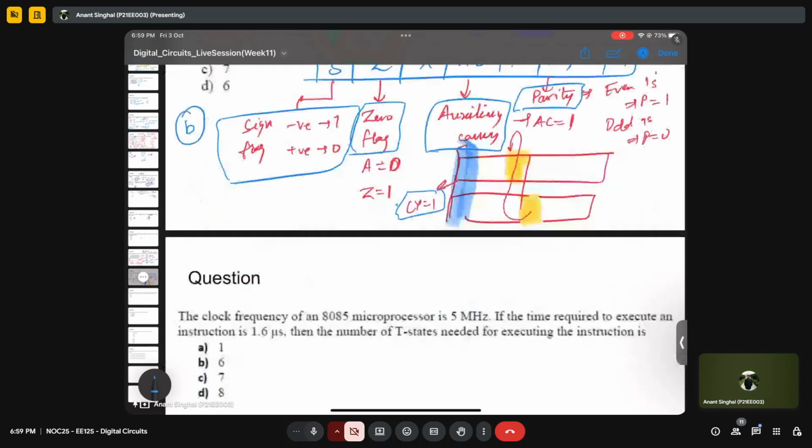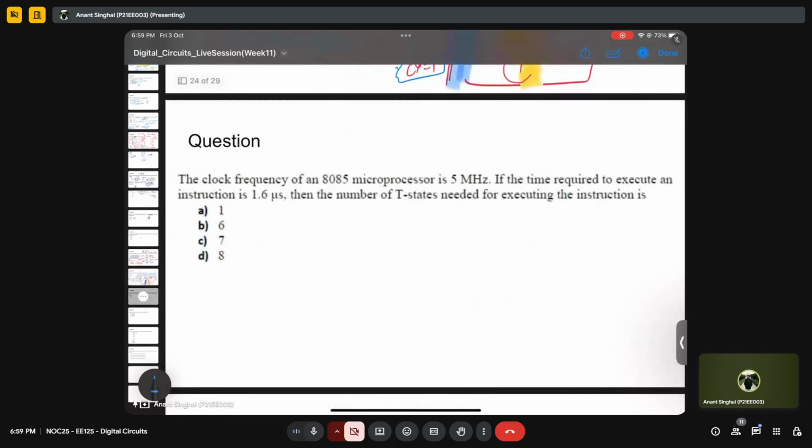Let's move ahead. It says the clock frequency of an 8085 processor is this much. The time required to execute every instruction is this much. The number of T states needed. This is actually very easy. We have done a similar question in which we found the T states and then found the total time. So here the time is given and the frequency is given, so you just need to find the T states.